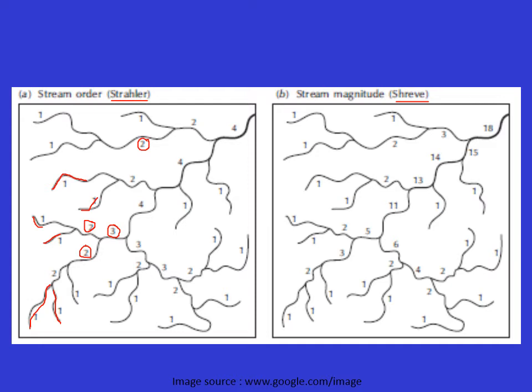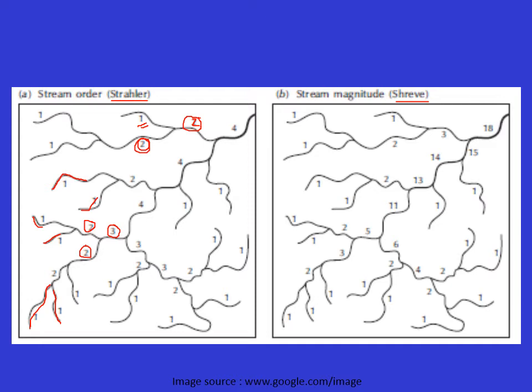That means here you can see the second order river meets with the first order river. This one is the second order river and this is the first order river. When these two rivers meet at this point, then the higher order numbering retains. That means after meeting with the first order river, the river retains its higher order numbering. That means it is still a second order river.